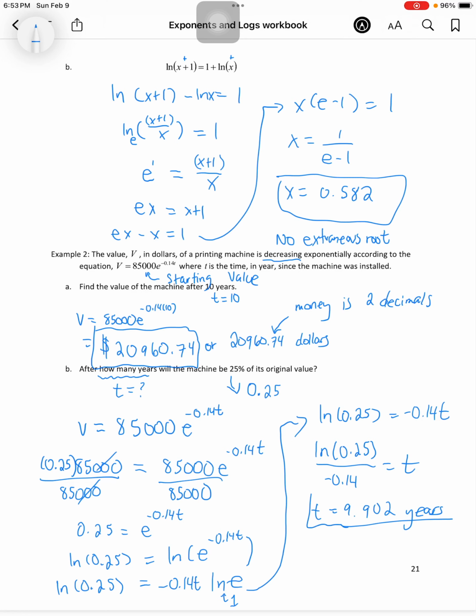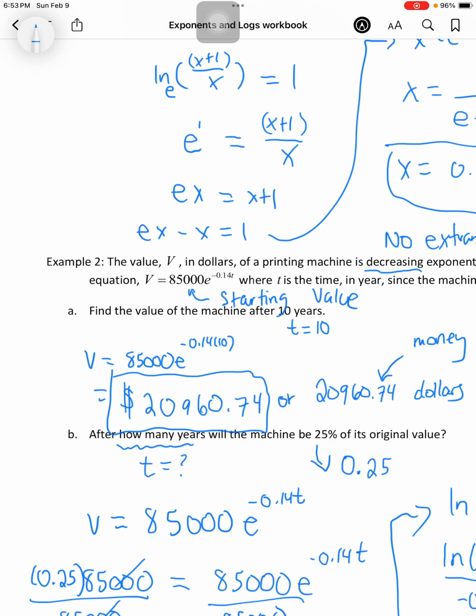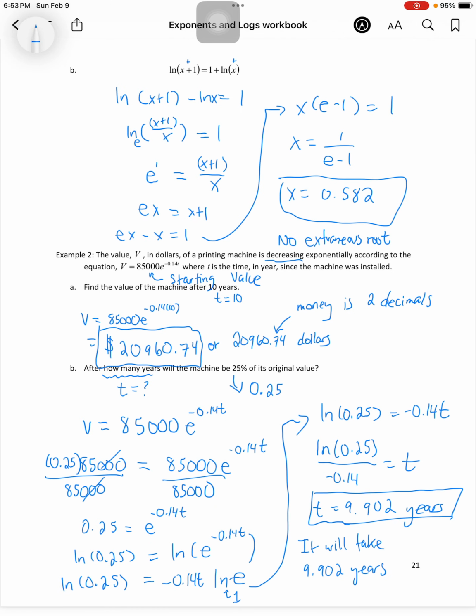Do not forget units. Units matter because that's worth half a mark, and especially for word problems, you always want to have it. Since it's a word problem, you're going to write a sentence. So it will take 9.902 years. And then the sentence for letter A is the value would be $20,960.74. But again, for word problems, you always want to have a sentence just to be safe. You don't want to lose a free mark.